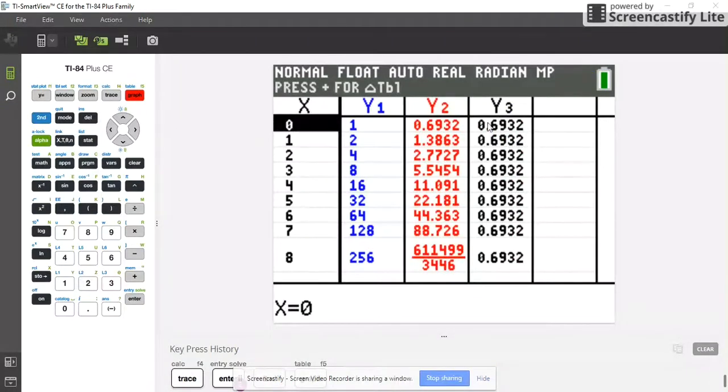And here is what happens when we divide the red column by the blue column. Now, it makes sense, right? 0.6932 divided by 1 is itself. 1.3863 divided by 2 happens to be the exact same number. We get the exact same number in y3.